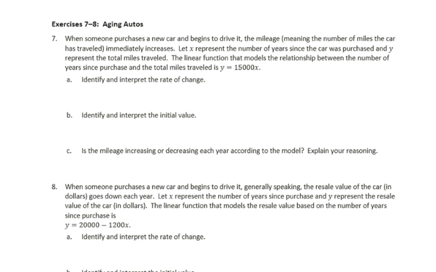When someone purchases a new car and begins to drive it, the mileage, meaning the number of miles the car has traveled, immediately increases. Let x represent the number of years since the car was purchased, y represent the total miles. The linear function that models the relationship between the number of years since purchase and the total miles traveled is y equals 15,000x. Identify and interpret the rate of change. The rate of change, which is also called the slope, is the coefficient in front of x.